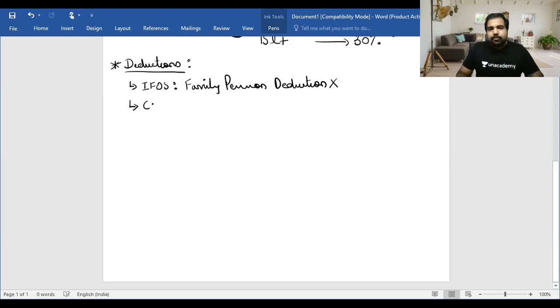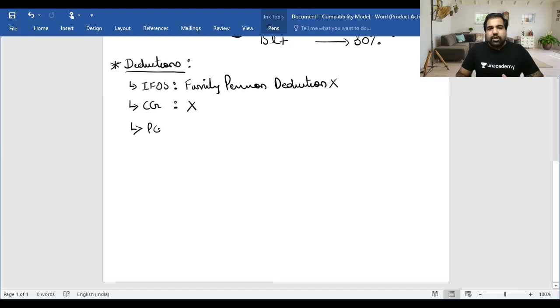Next, in capital gain, if you've been my student, guys, our shortcut is ATSCP. In capital gain, you take the sale consideration and you minus the expenses. No change here, absolutely. So in IFOS, just one change, that family pension deduction you will not get. In capital gain, there is absolutely no change.